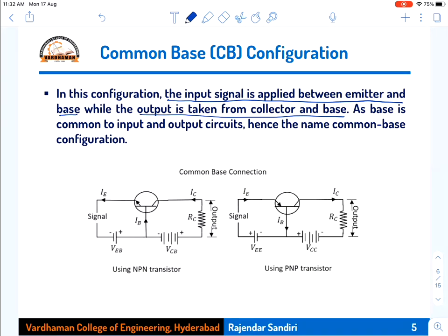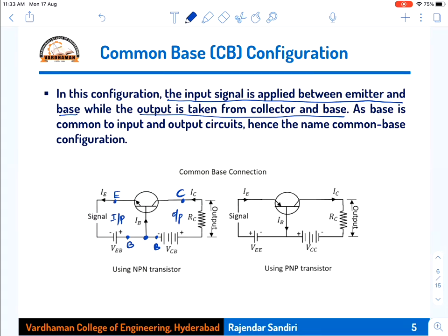If it is common base configuration, emitter is the input, this is the emitter, the collector is the output, and for both, the common terminal is base. So on this side it is base, and on this side also it is base. So base is for both the sides, and I can represent it like that. Base is common for both the input circuit as well as the output circuit. So this is input, this is output. Output is taken between collector and base. Input is applied between emitter and base. So base is common for both.